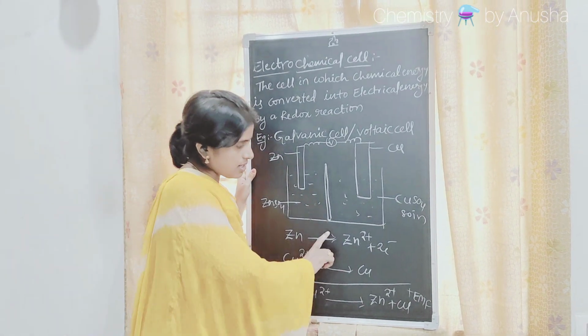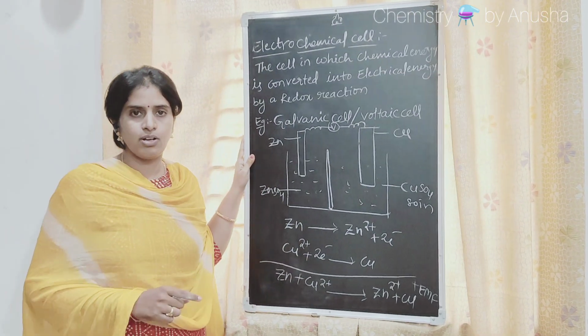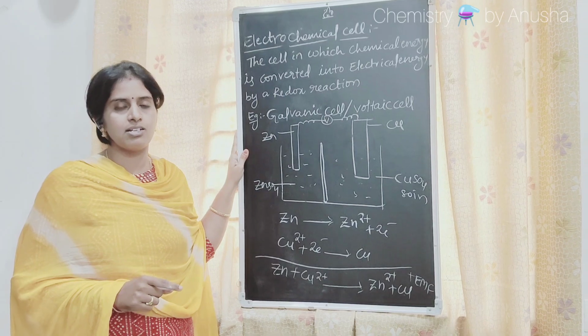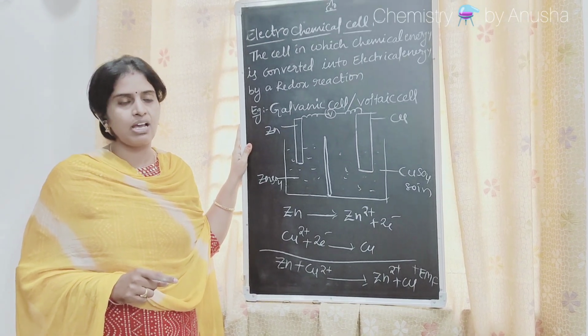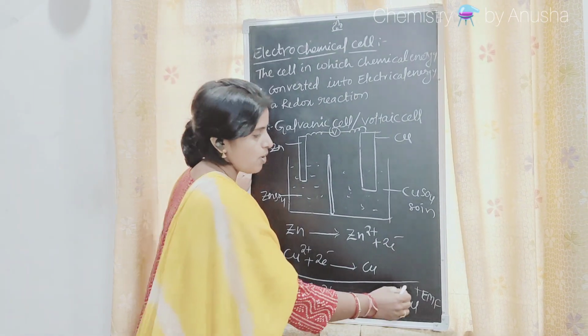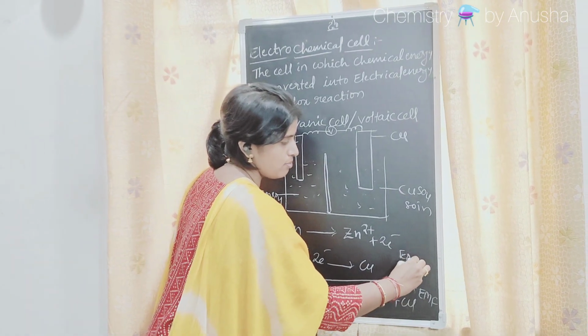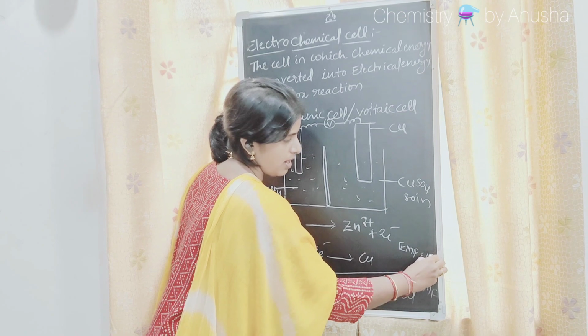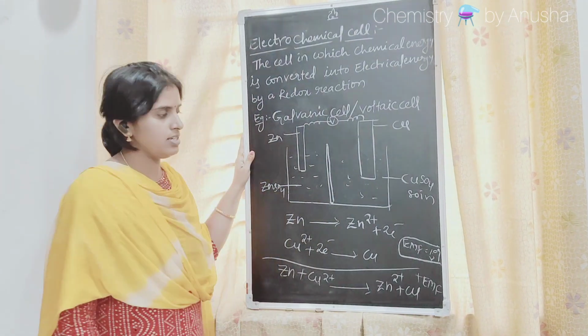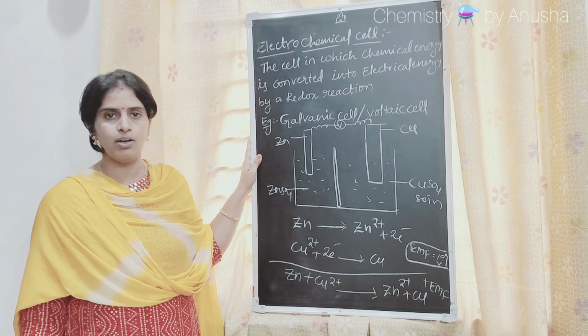By this redox reaction, as we already know, both oxidation and reduction take place side by side. As a result of this redox reaction, we get an EMF value of 1.09 volts. EMF value 1.09 volts.